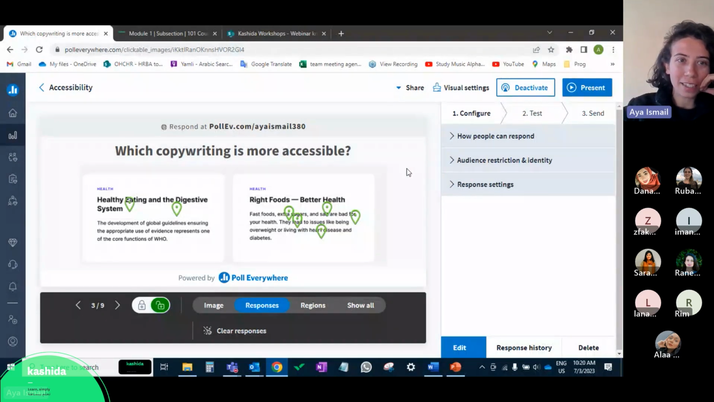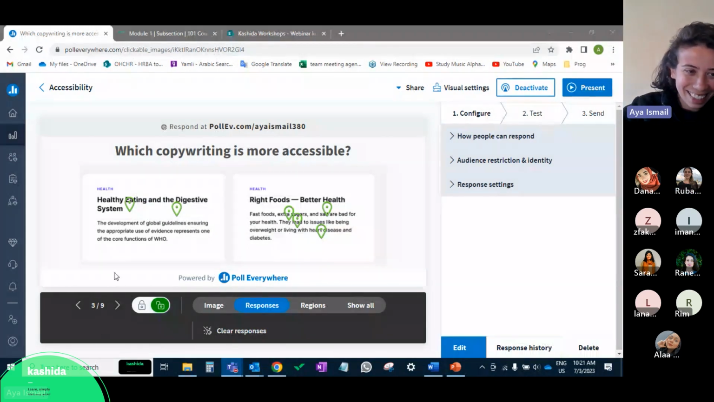So actually, let me ask one person who chose what's written on the left to explain why they chose that one. That was me. Who's that? Ruba. Okay, so Ruba, can you tell us why you chose this one? I chose this one because I felt like the statement is very clear, like healthy eating and the digestive system. I also chose this statement, more of a statement rather than just two chunks of words.